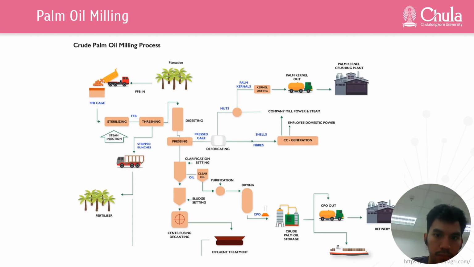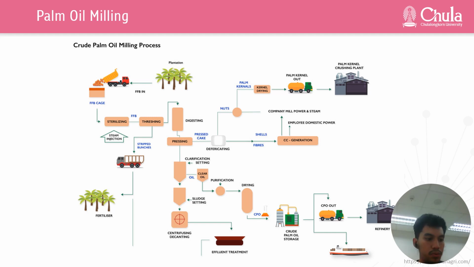Next, this is one of the palm oil milling process flow diagrams, and typically there is more than one of these, depending on the design, the raw material, the design considerations, the location, and everything.